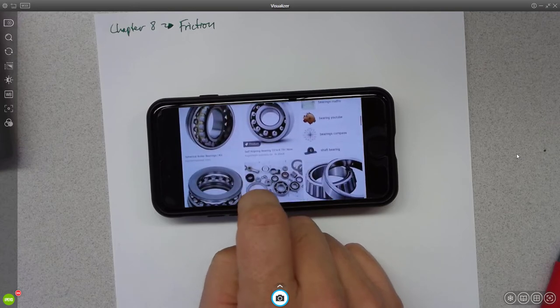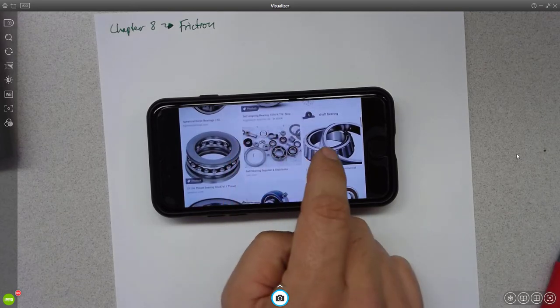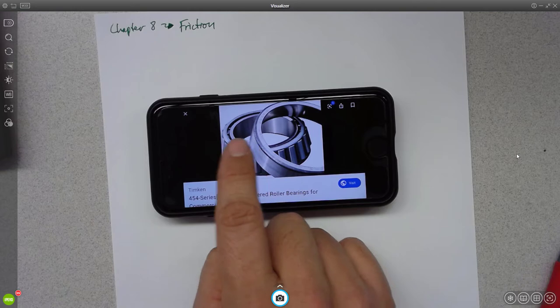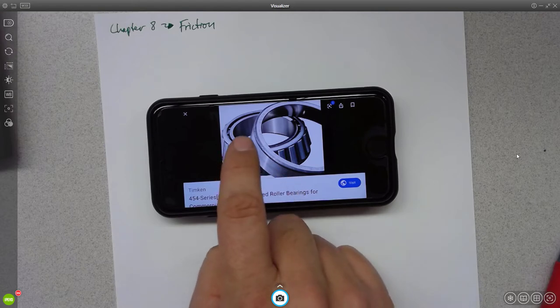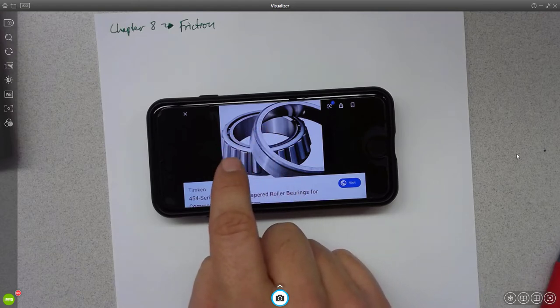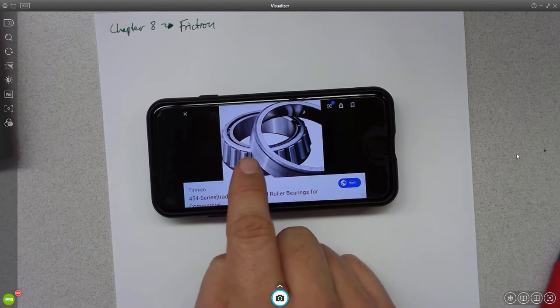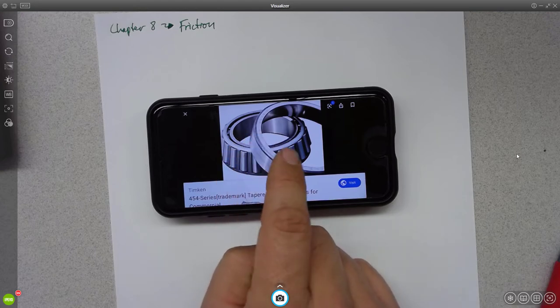Let's see if we can find one of these with an outer race on it. Here we go. This guy. This is a tapered roller bearing. The ring here is the outer race. The inner race is the inside, and these little conical cylinders ride around that guy.